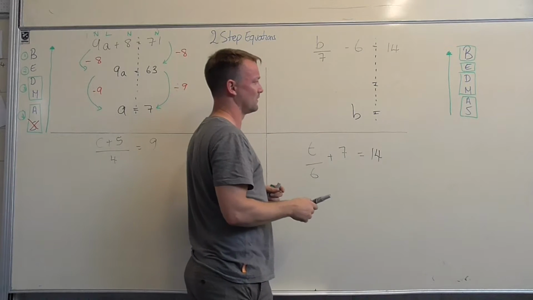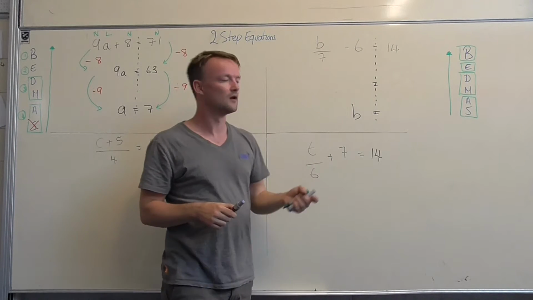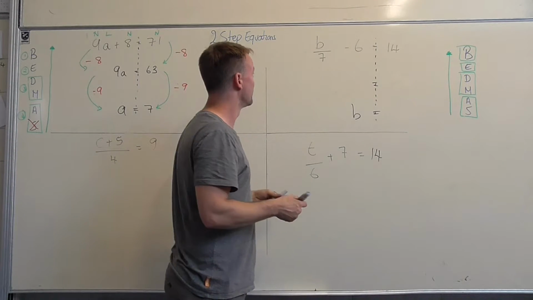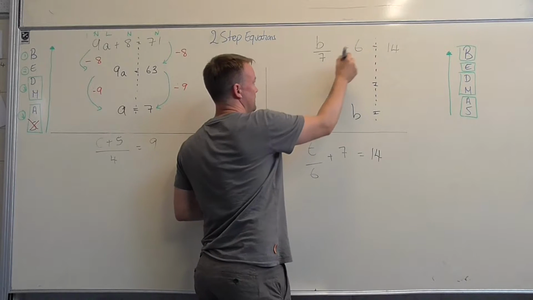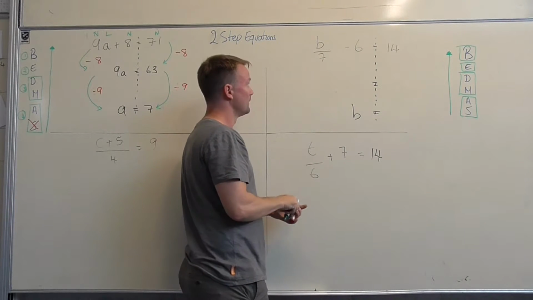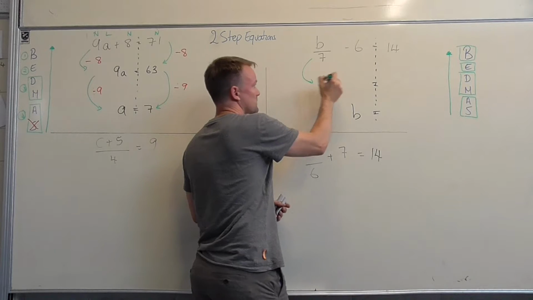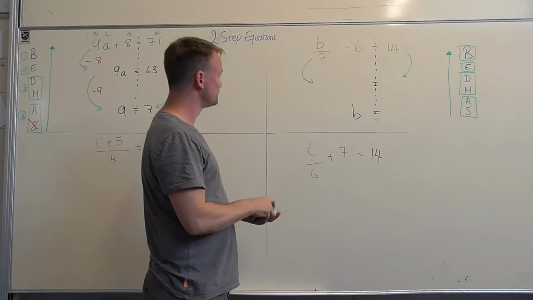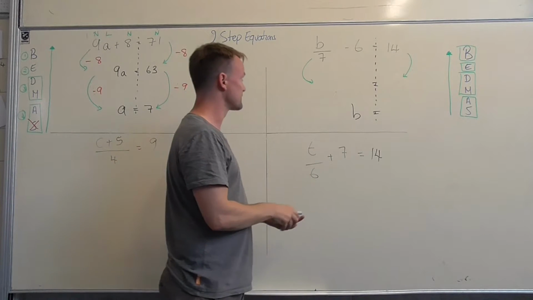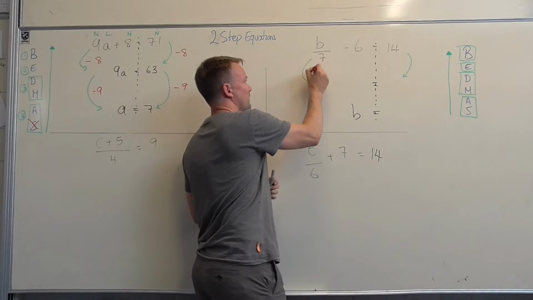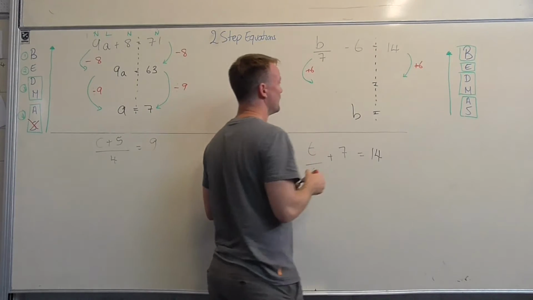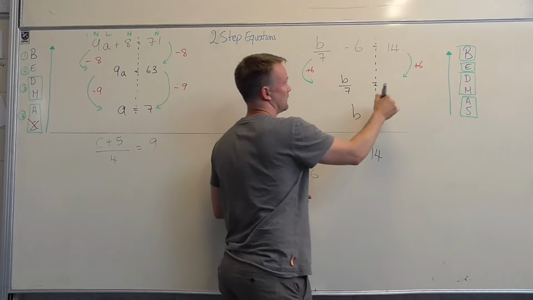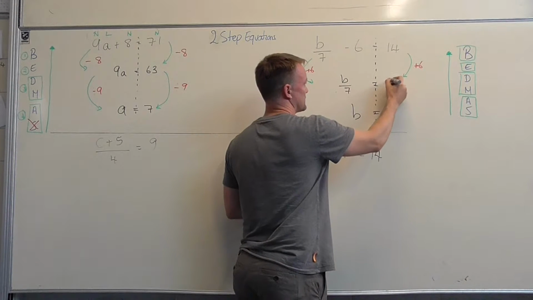The other way that you can remember it, but it's not great, is whatever number is by itself is what you move first. So in this case, the minus 6 is by itself, so I'm going to move that first. I'm going to do it using my arrows. So drawing my arrows. Okay. Now, what I'm going to do is the opposite to minus 6, plus 6. So let me write in plus 6 there and plus 6 here. Then I've got b divided by 7 equals, well, 14 plus 6 is 20.